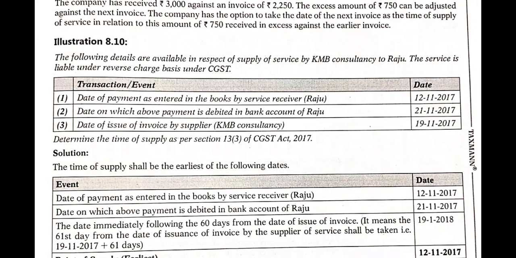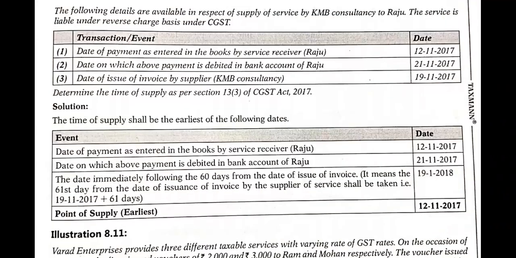The 61st day we have to point. That is 19/11/2017 plus 61 days, right? You have to count 61 days, so it is 19/1/2018. So the time of supply, or point of supply, is the earliest of the following: either 12/11/2017, 21/11/2017, or 19/1/2018. So the earliest is 12/11/2017. That is the time of supply.